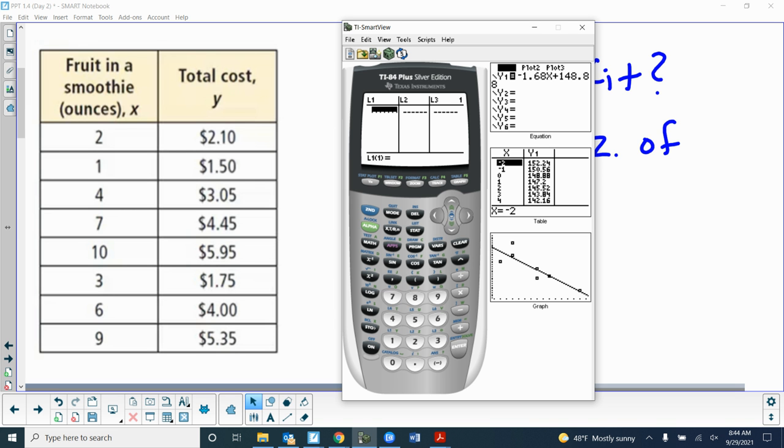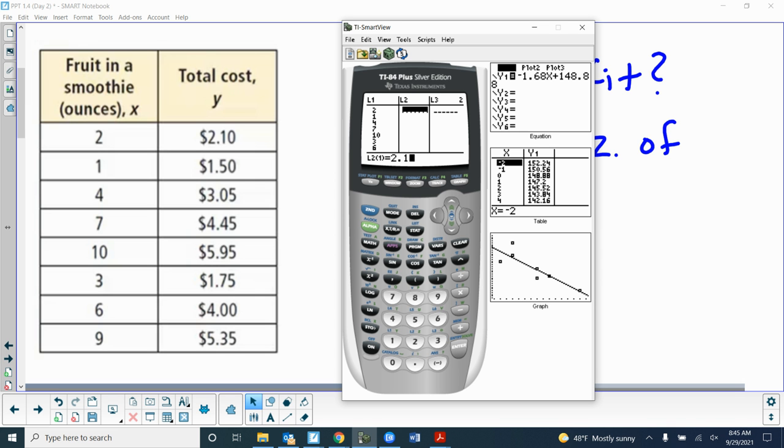Oh, number 4. That's one that does. Sometimes it'll do that. That means there's no solution. All right, so I'm going to put in those numbers: 2, 1, 4, 7, 10, 3, 6, 9. All right, so I put those in. Hit the right arrow key. That will be top of the next list.